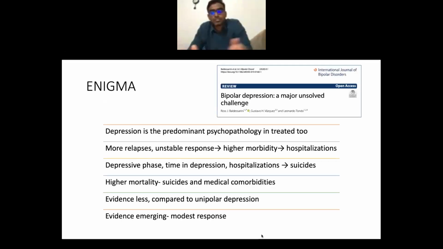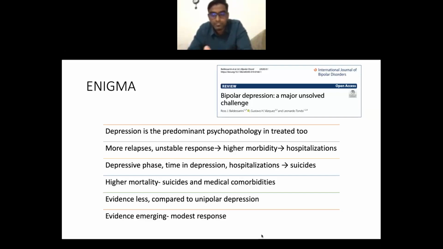So like both the speakers before me told, bipolar depression is a challenge, both in terms of diagnosis as well as treatment. So it's an enigma to us. It's like Rahul Dravid, who we know is technically very sound, but does not get much attention and the kind of popularity as other disorders like schizophrenia. So I would just like to reiterate some of those points which featured in my previous talks. Depression is a predominant psychopathology, also in those who are treated.